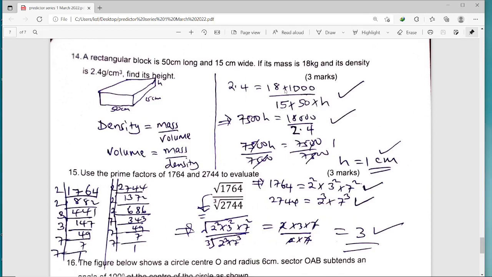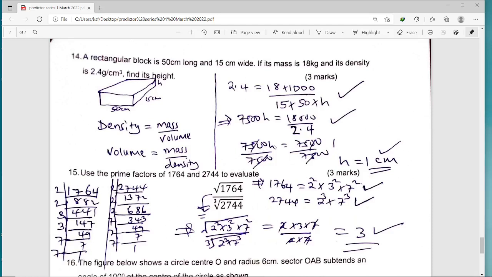So if you multiply this, it gives you 18,000, and this, 15 times 50 times h, gives you 7,500 h. So we take this and this, we bring 2.4, so that we have 7,500 h is equal to 18,000 over 2.4. So that we divide by, if you divide this using your calculator, you get 7,500.